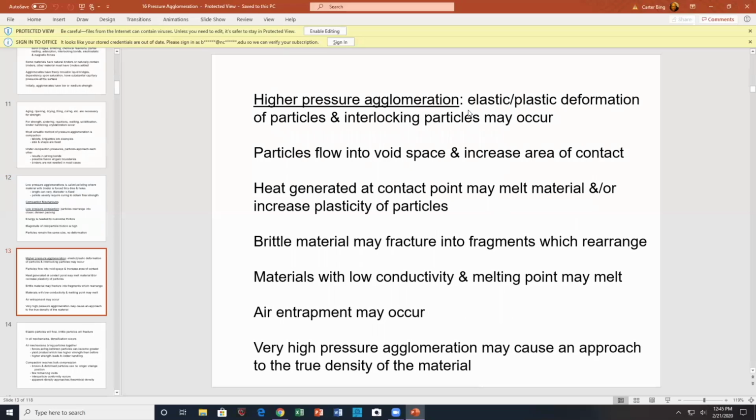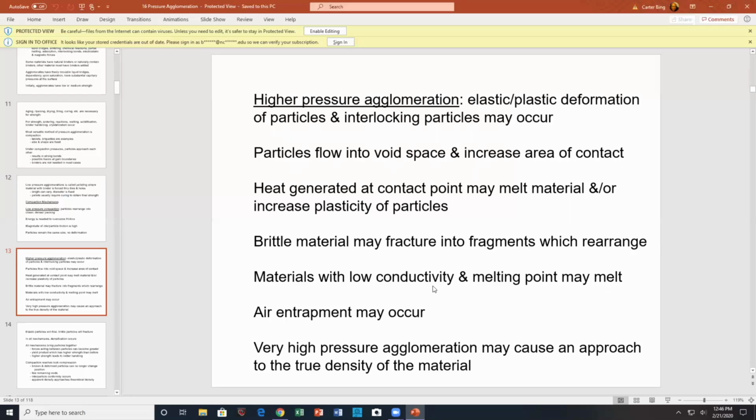Higher pressure agglomeration, you reach the elastic plastic deformation point. Elastic, it springs back. Plastic means it might flow. Interlocking particles may occur. Particles flow into void spaces and increase area of contact. Heat generated at contact may melt the material, or certainly increase the plasticity of the particle. Brittle fracture may occur. Brittle material may fracture into fragments which then rearrange.